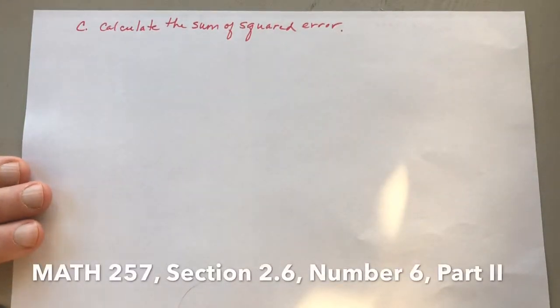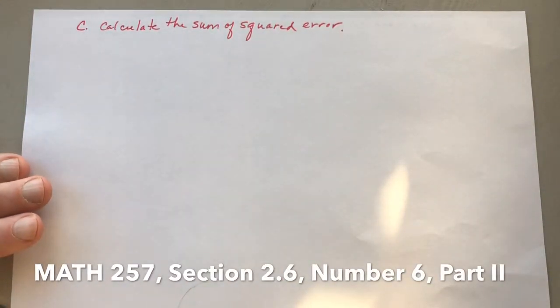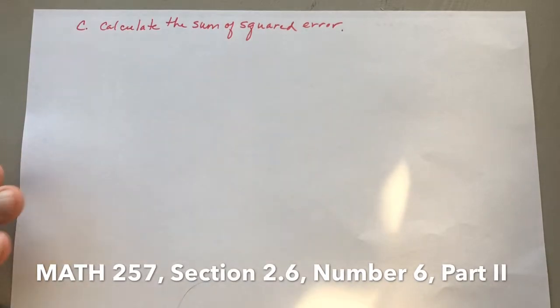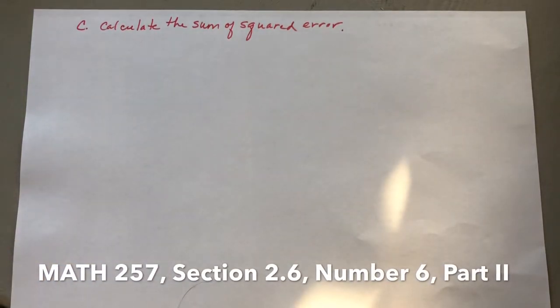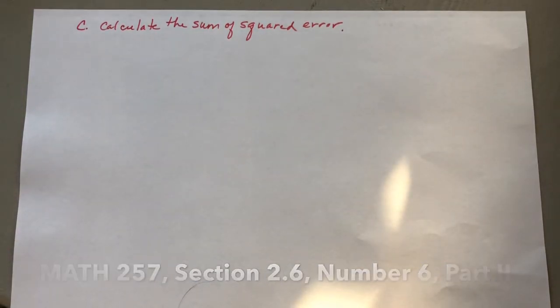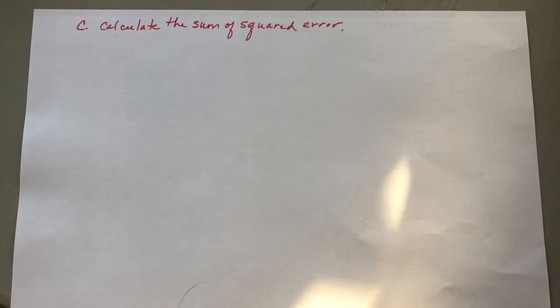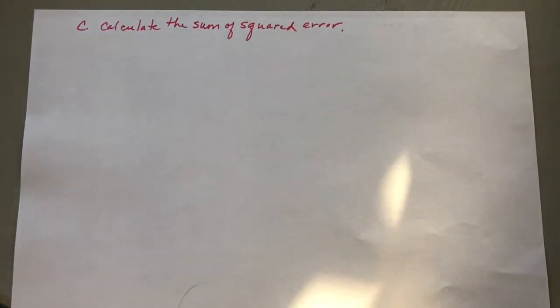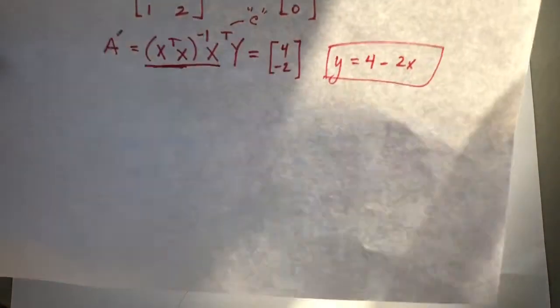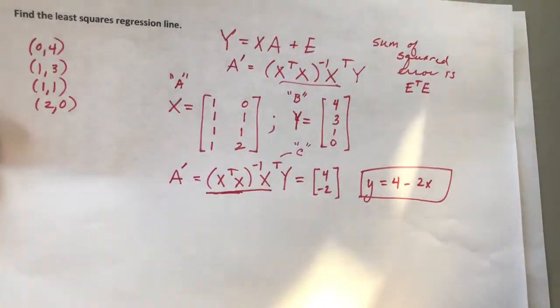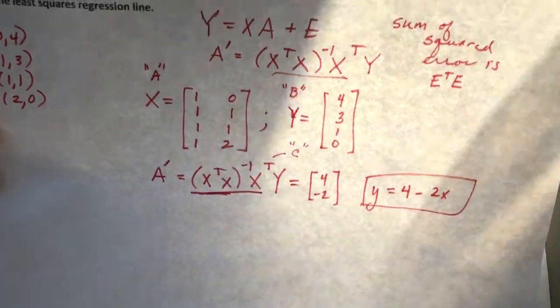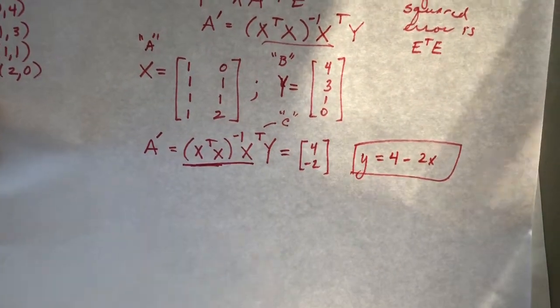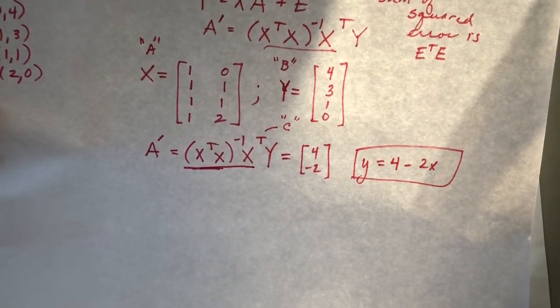I've got to make a separate part 2, and this is it, of section 2.6, number 5, because at the end of the first part of the video, I lost power last night, and so I'm finishing it this morning. Power has been restored. So, last time we saw each other, I had just finished this before the lights went out, and we found our least squares regression line, y equals 4 minus 2x.